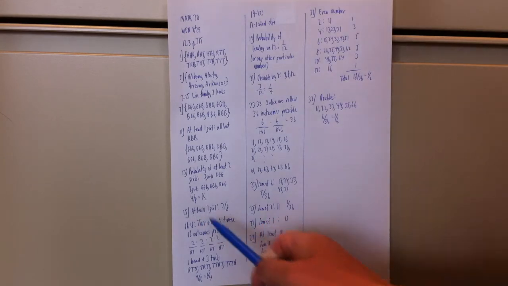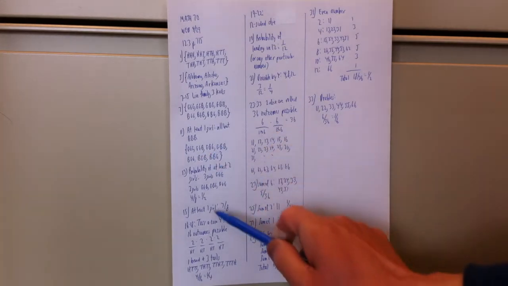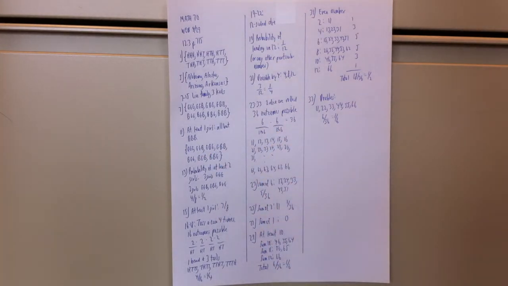And then 15 asks for the probability of at least 1 girl. Well, we just did that from over here. There's 7 possible out of 8, so 7 out of 8. So let's say if a couple wants to have at least 1 girl, but have exactly 3, then the probability of having at least 1 girl is 7 out of 8.